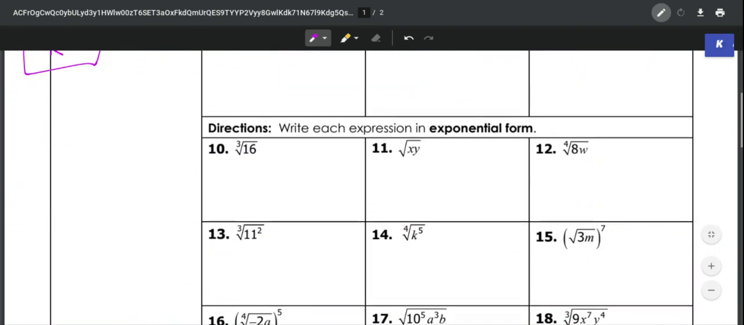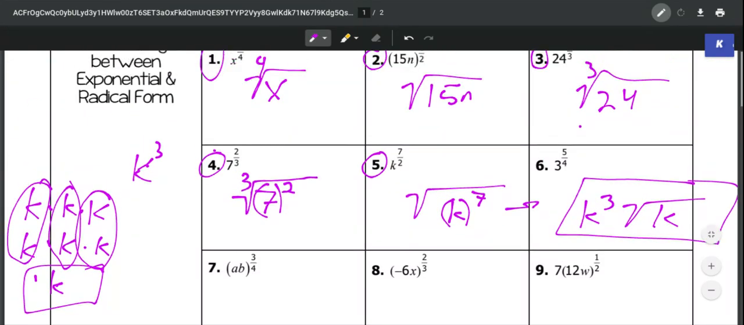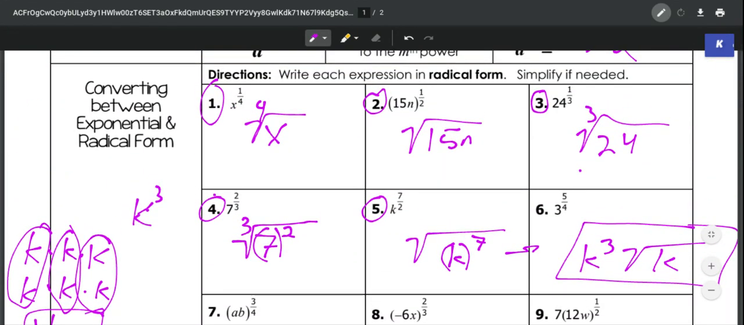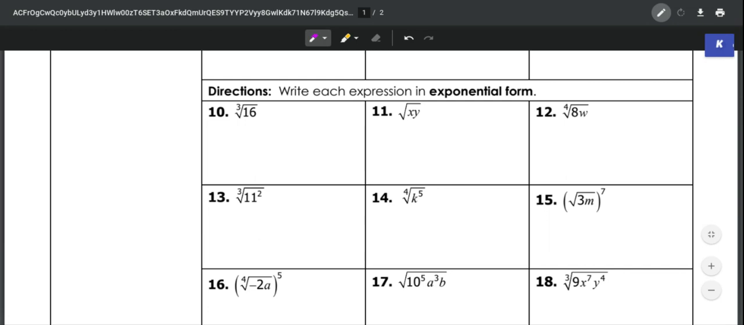So now let's look at doing the opposite of that. The opposite of that would be writing them in exponential form. The first way we just wrote this was these answers were written in radical form. That just means they have a radical in your answer. If you want them in exponential form, your answers are going to be rewritten with an exponent in your answer.